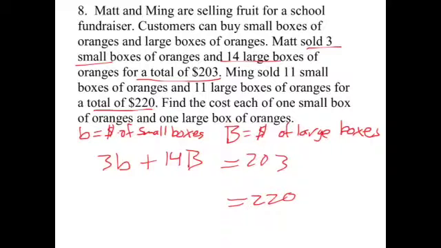My second one is going to come from 11 small boxes and 11 large boxes. So 11 small b plus 11 large b. And that'll be actually my system. I got 2 equations with 2 unknowns, and I can solve them both.